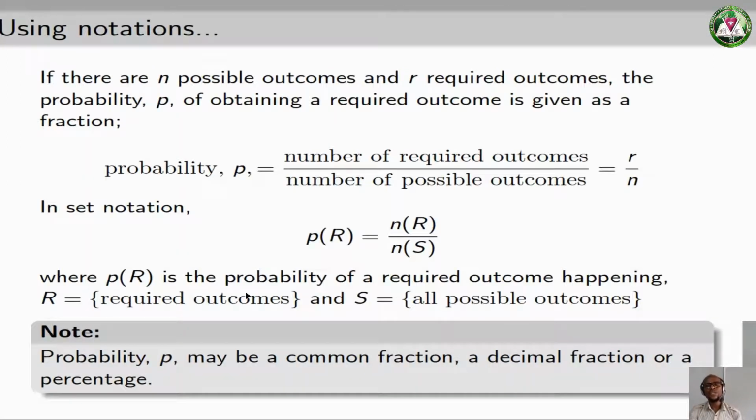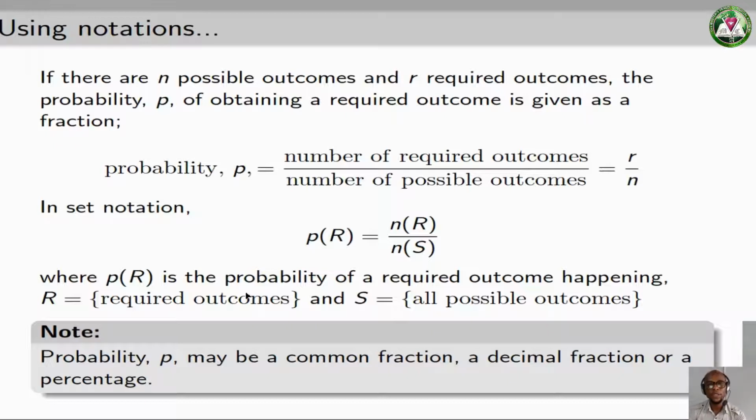Now we can use notations to define probability. We can see what it looks like using notation to describe the mathematical expression of probability. Now if there are n possible outcomes and r required outcomes, the probability P of obtaining a required outcome is given as a fraction, which you have on your screen there. Probability P equals number of required outcomes over number of possible outcomes. So using the notations, we can write the probability as r over n.